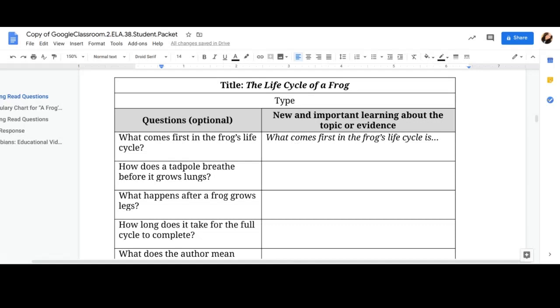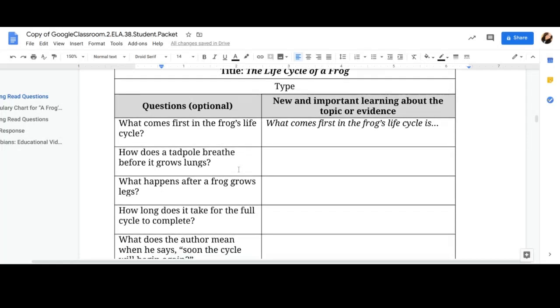So restate the question, then answer the question. For example, what comes first in the frog's life cycle? You would want to give an R response, which is restate, and I put what comes first in the frog's life cycle is. And then you give me the A response, and you answer from the text. Try to do these ones.